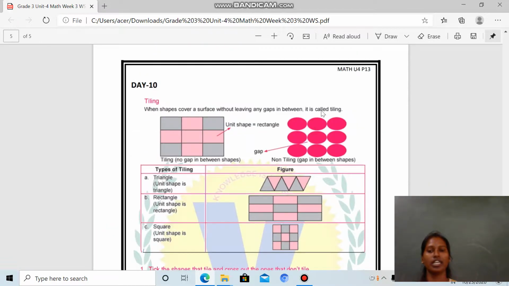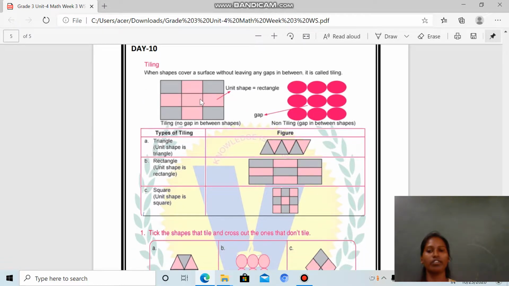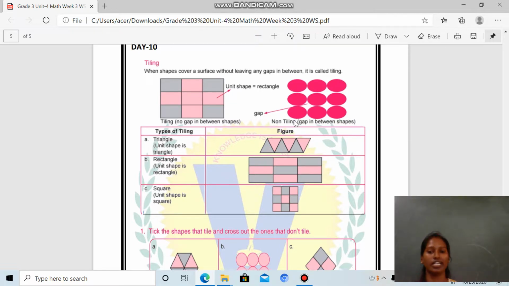Coming to day 10, the topic is tiling. When shapes cover a surface without leaving any gaps in between, it is called tiling. Here is the given example. There is no gap between the shapes. Here the unit shape is a rectangle. Here there is a gap, so this is called non-tiling. A gap in between the shapes is called non-tiling.